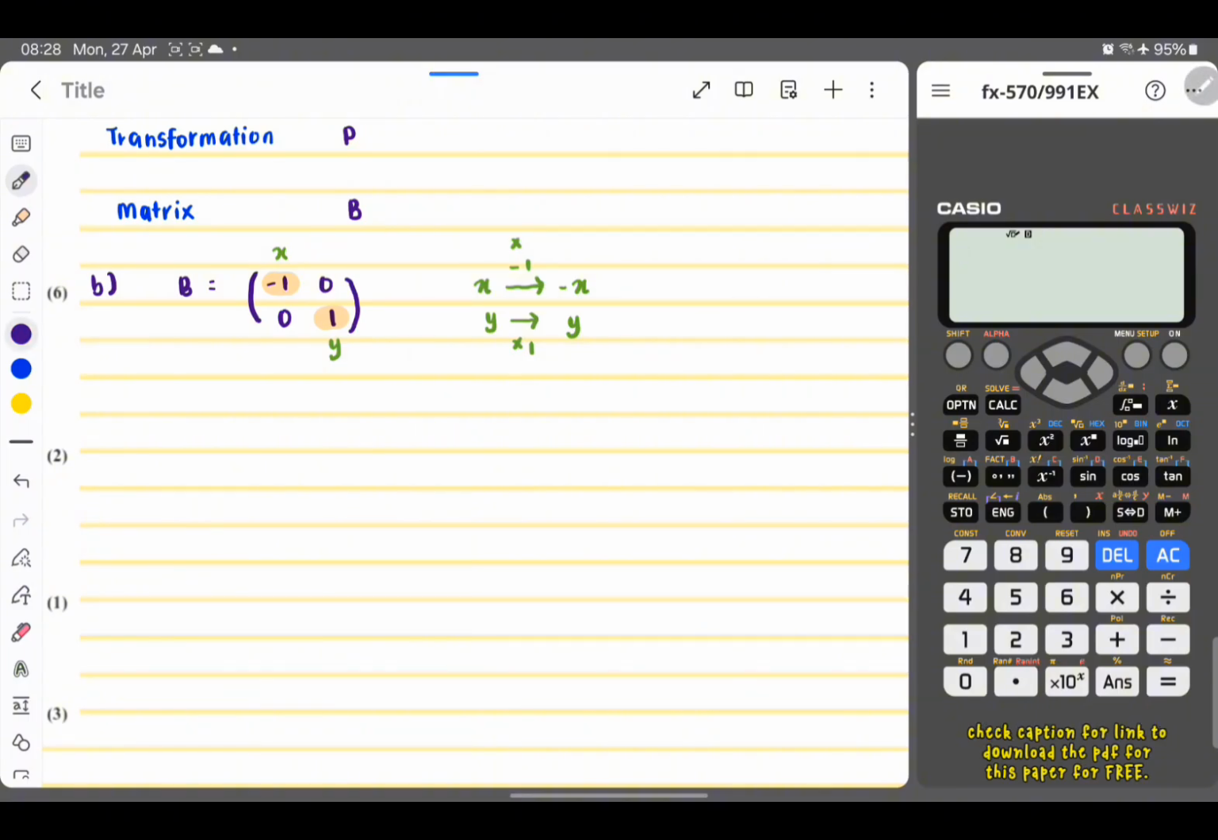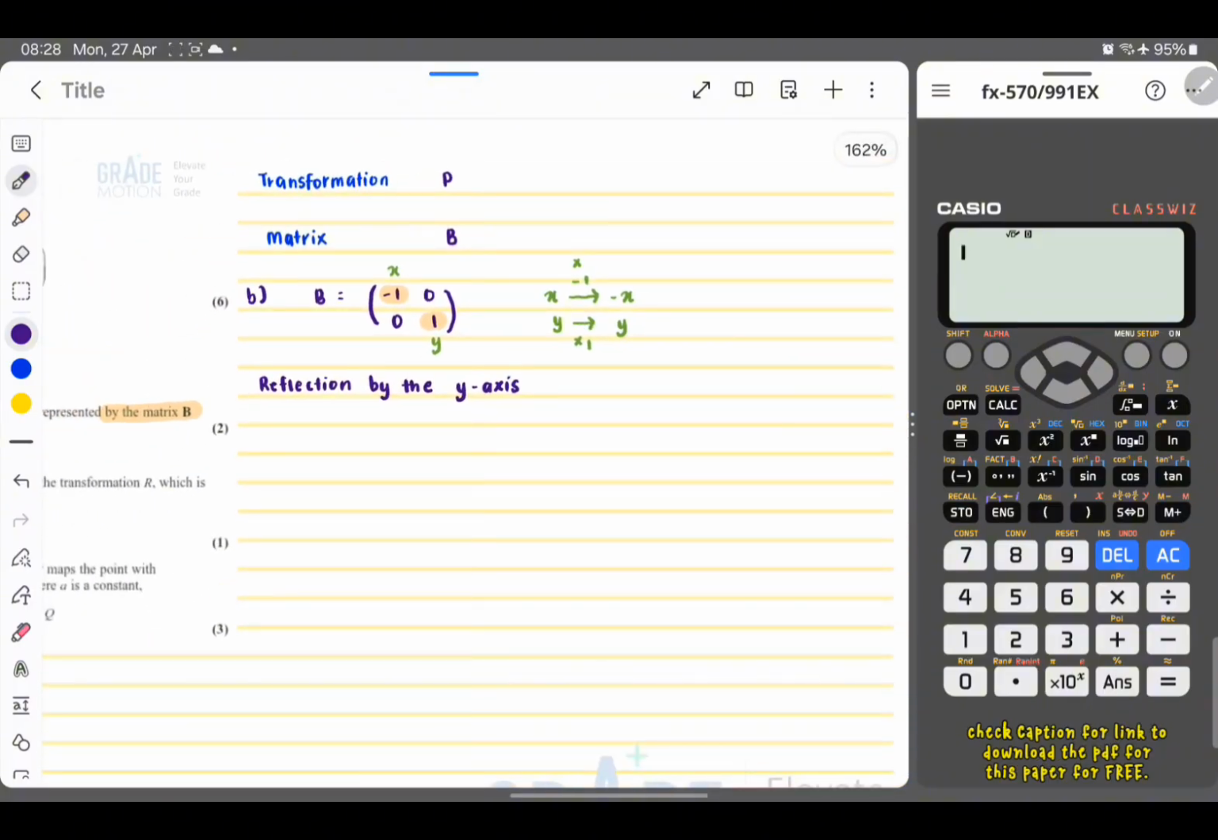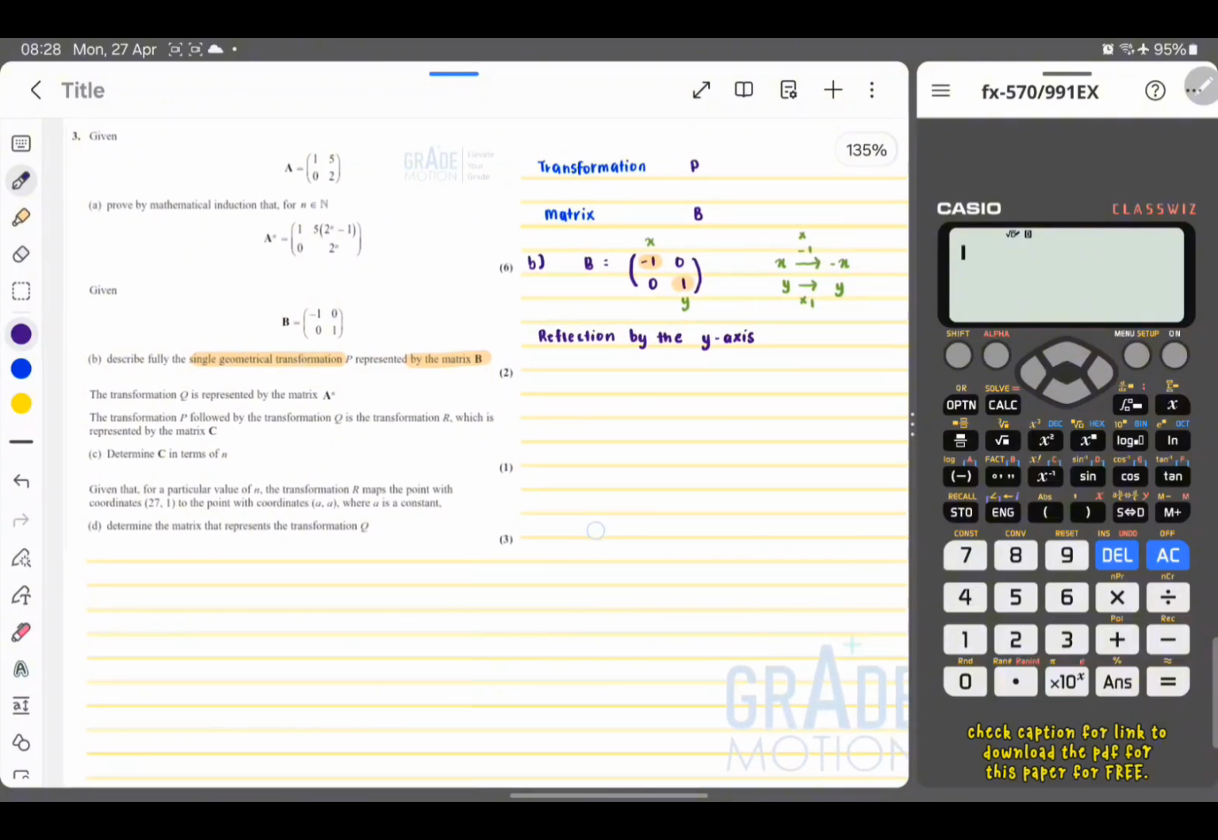This is reflection by the Y-axis. That's it. That is for question B.